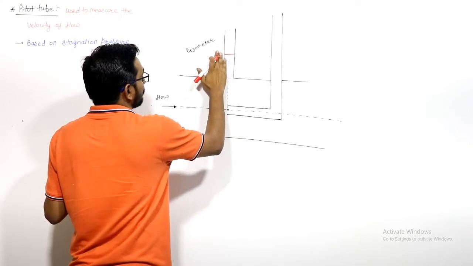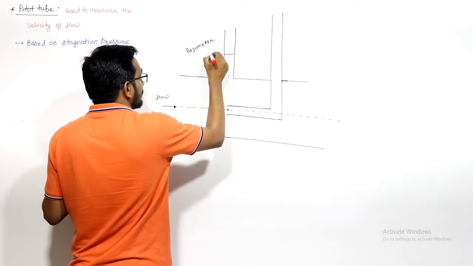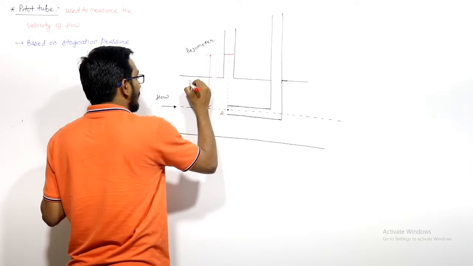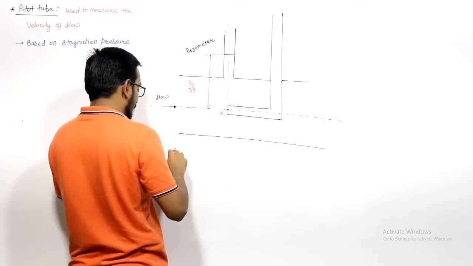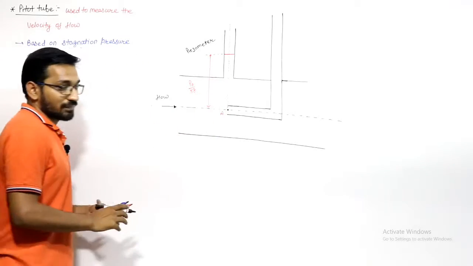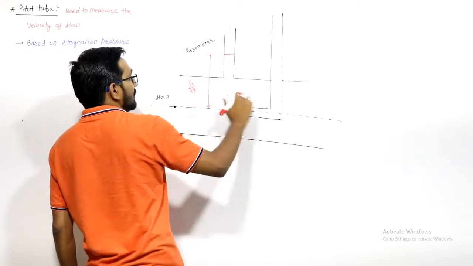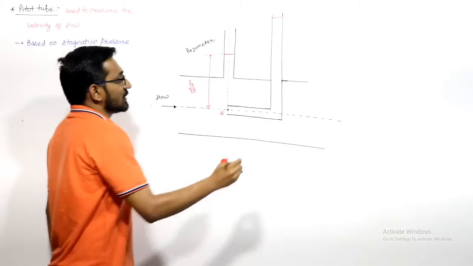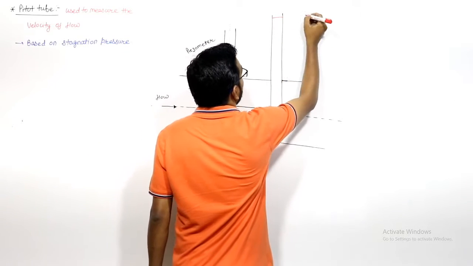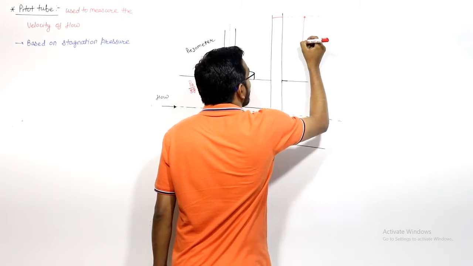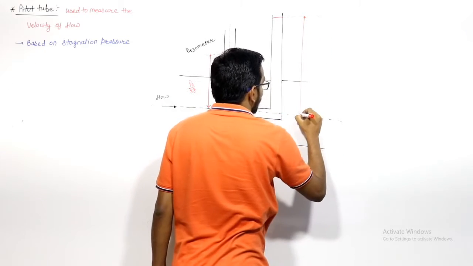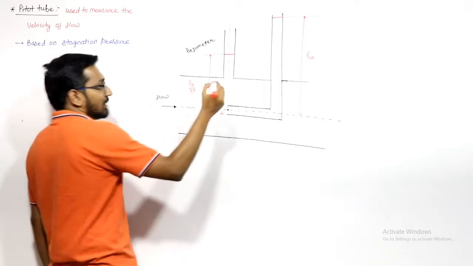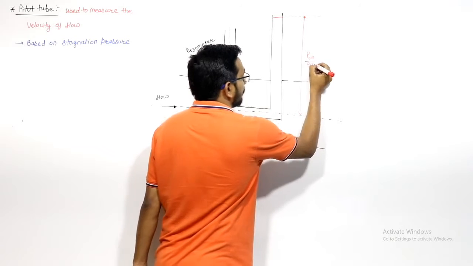If I measure this, this head is PA by rho g. And let us say this pitot tube will measure this reading. This L-shaped tube will measure the stagnation pressure at point A. The stagnation pressure can be written as P naught A, and this is the stagnation pressure head, divided by rho g.